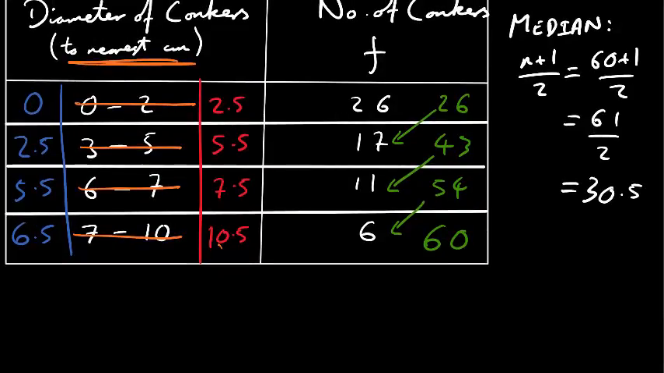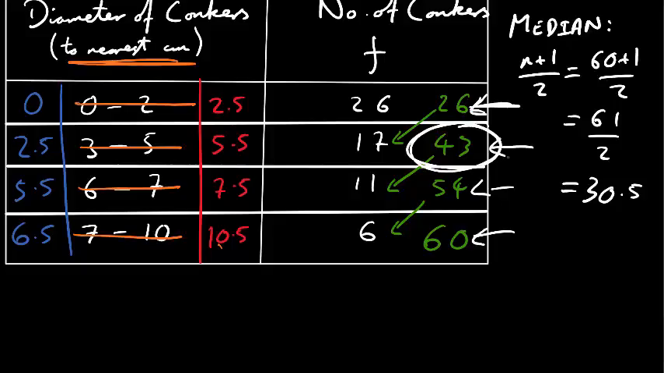Well, actually, I can make a bit of a shortcut, because I'm not going to bother drawing out all the intervals on the number line for the first 26 or the 54 or those final ones up to 60. I know that the 30.5th value is going to lie in this interval here, because the first interval only looks up to the 26th value. The second interval looks up to the 43rd value.